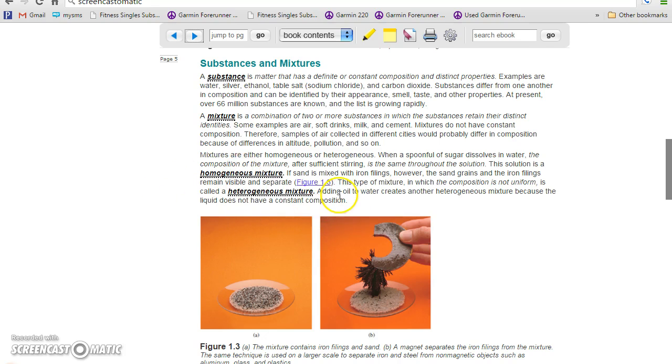Let's see how they do it. Adding oil to water creates another heterogeneous mixture because the liquid does not have a constant composition. So they don't define it in terms of what you observe. They define it in terms of what it is. Uniformly mixed, not uniformly mixed. That might be a better way to define it.